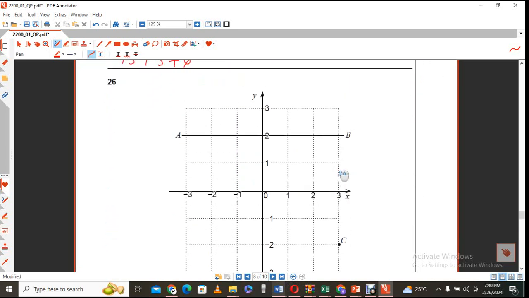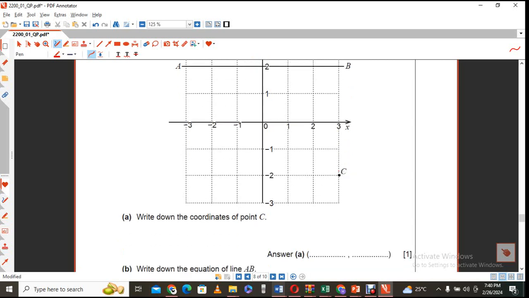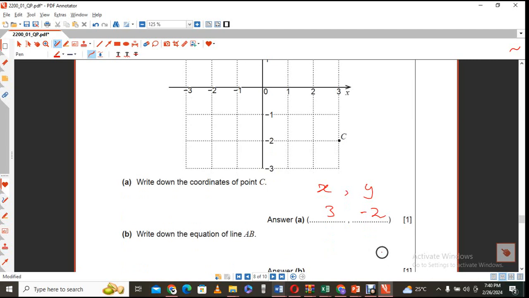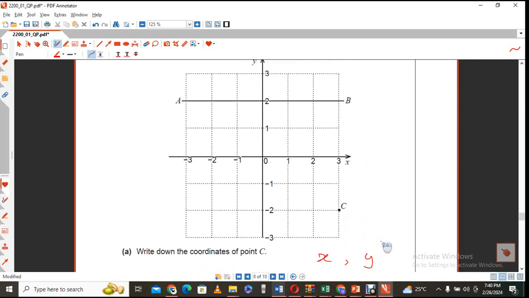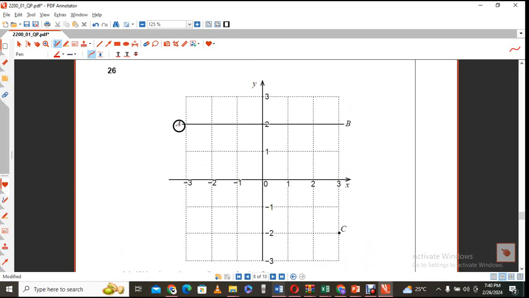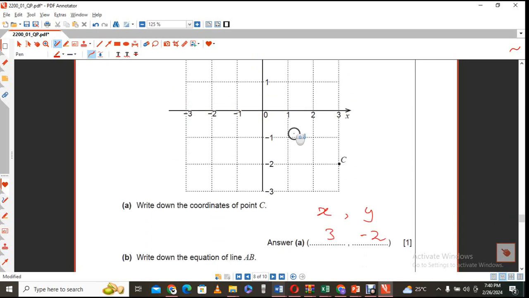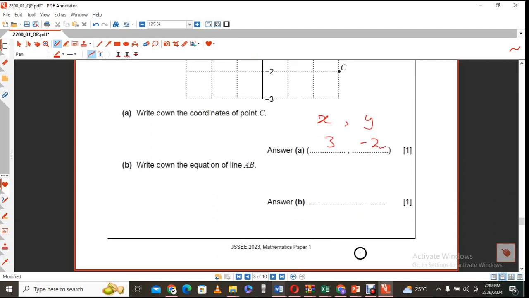Then here they ask you question 26. So write down the coordinates of C. Well, for the coordinates of C, you always give the x value, then the y value. The x value is 3, comma, the y value is -2. Not the other way around, because you don't get a mark. Then you now talk about a totally different point altogether. They ask for the equation of line AB. As you can see, line AB is a horizontal line which is parallel to the x-axis. So that line will be y equals 2, because it cuts at 2. So that is nothing but y equals 2.